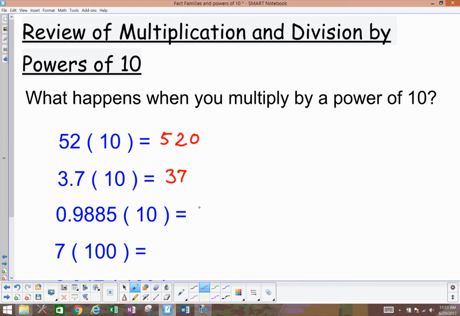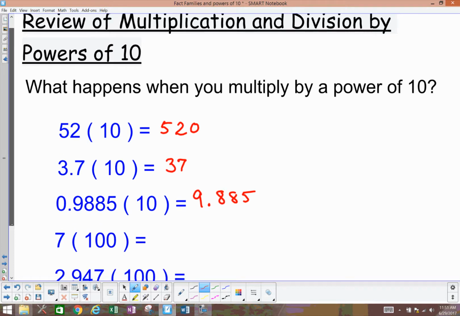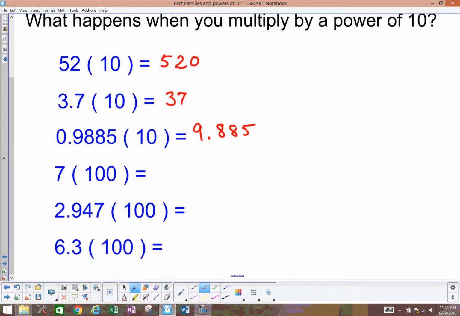So that means for the next problem, 9 will shift to the ones, 8 is in the tenths, 8 is in the hundredths, and 5 would be in the thousandths. We shifted by one place value because we were multiplying by 10. What happens when you multiply by 100?